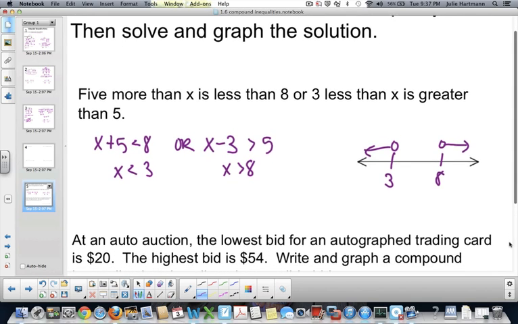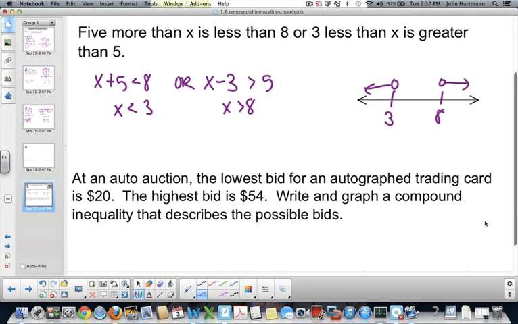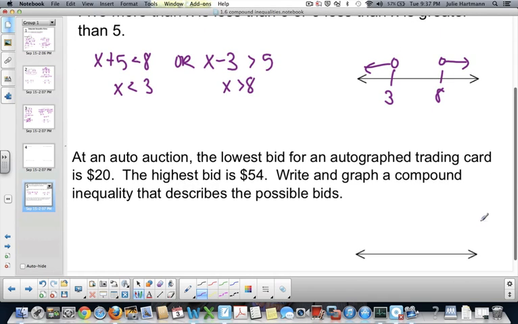And finally, at an auto auction, the lowest bid for an autographed trading card is $20. The highest bid is $54. Write and graph a compound inequality that describes the possible bids. Well, I know my lowest bid is 20, my highest bid is 54, and that bid has to be between there. That's a b. That's all they're looking for there. The bid is in between those two. So when we graph that, 20 and 54, both closed, because you actually had those bids, you can include them, and a line in between.